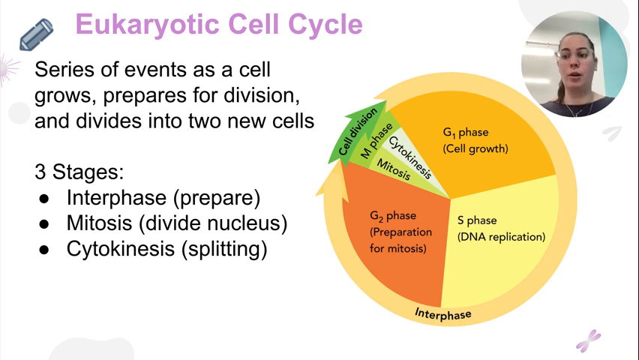So there's a series of events that a cell goes through in order to create two new cells. It is broken into three stages: interphase, which is G1, S, and G2, and then mitosis, or the M phase, and then cytokinesis, the cell splitting.